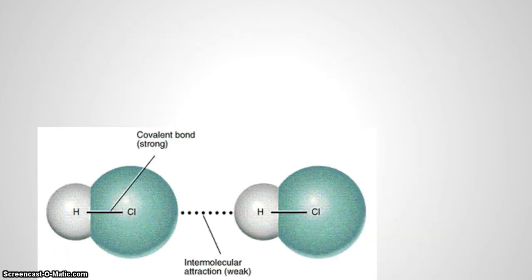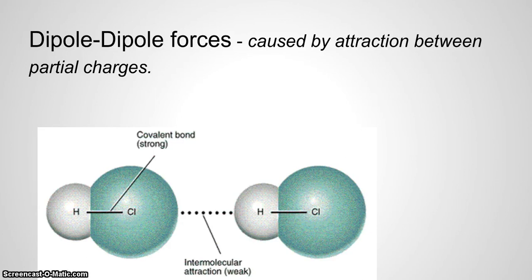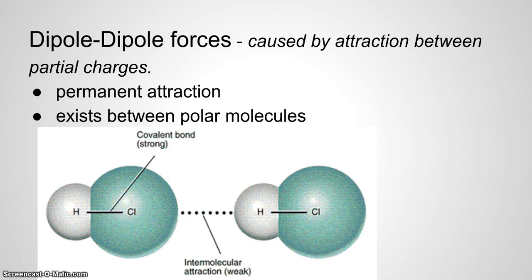The second type of intermolecular attraction is called a dipole-dipole force, or dipole-dipole attraction. This is caused by the attraction between partial charges, which means it's a permanent attraction. When we have polar molecules that have a partial positive and partial negative, then they're always going to be polar. And so we're going to get this attraction between the negative side of one molecule and the positive side of another molecule. When hydrogen and chlorine are bonded to each other, the bond is really strong, but that attraction between the partial charges is relatively weak. We're just talking about the attraction between partial negative and partial positive between two different polar molecules.